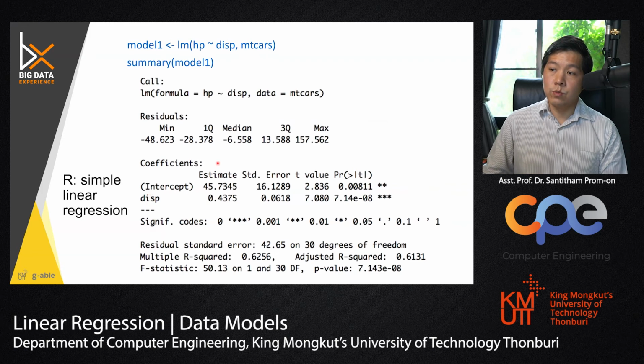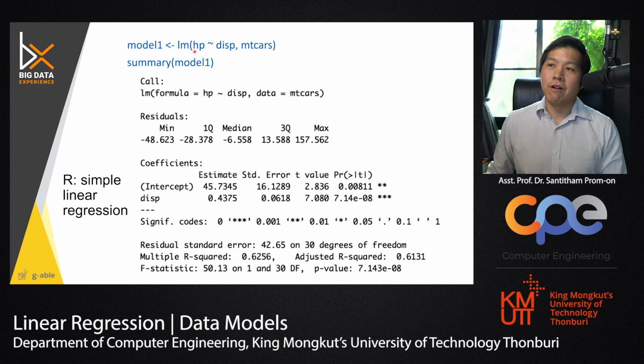Comparing to this one, HP and displacement. In HP and displacement, you can see that R square is a lot lower. Here you are predicting HP from the size of the car, which shouldn't be related much. That's why the value is low. Okay.